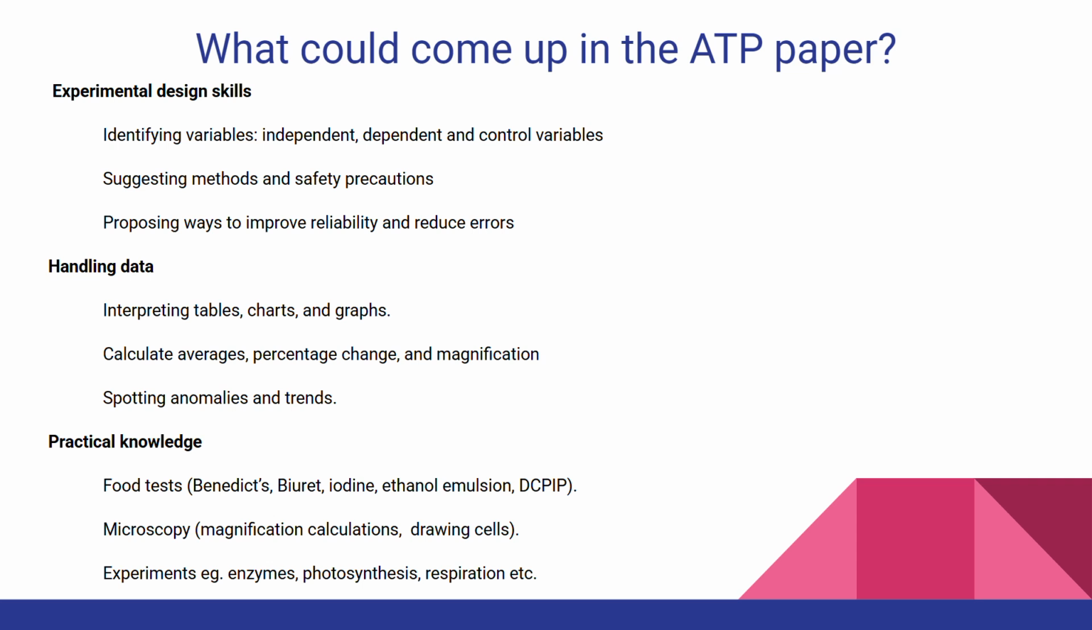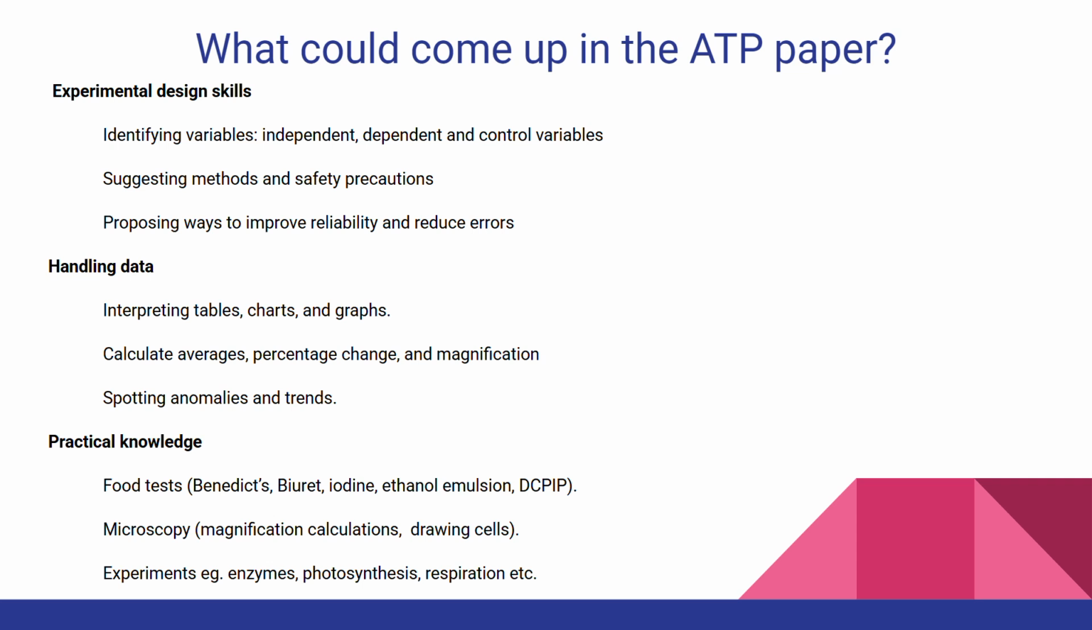We can split the things that come up in this paper into experimental design skills, handling data, and practical knowledge. The things that come under experimental design are identifying variables, for example, your independent, dependent, and control variables, suggesting methods and safety precautions, and also proposing ways to improve the reliability of an experiment and to reduce any errors.